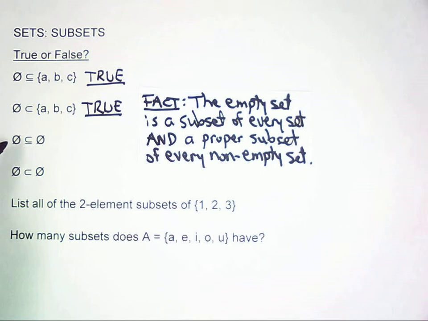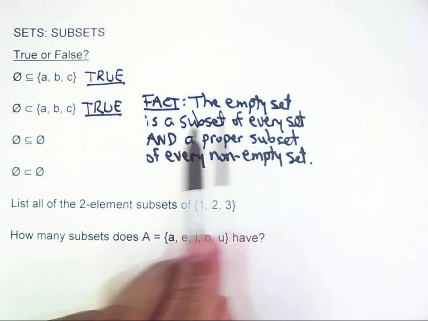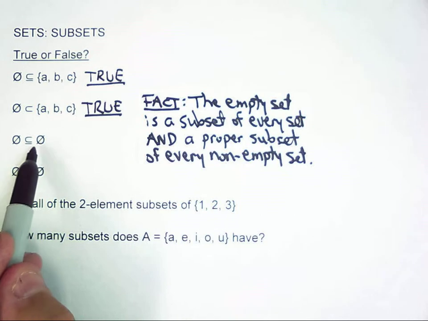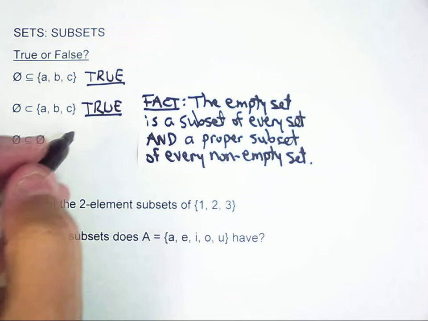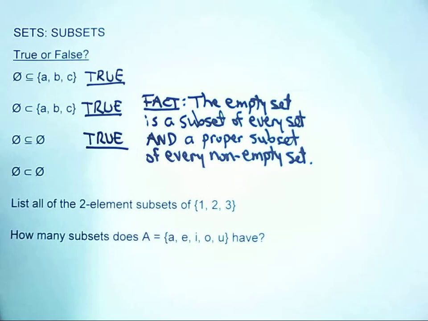The third question, the third true or false, says that the empty set is a subset of the empty set. Well, going back here, it says the empty set is a subset of every set. Well, the empty set's a set, so the empty set is a subset of every set, including itself. So that would be true.